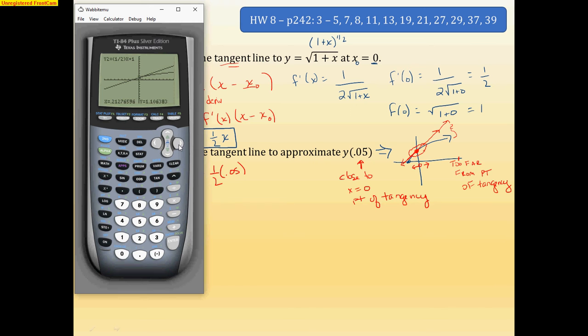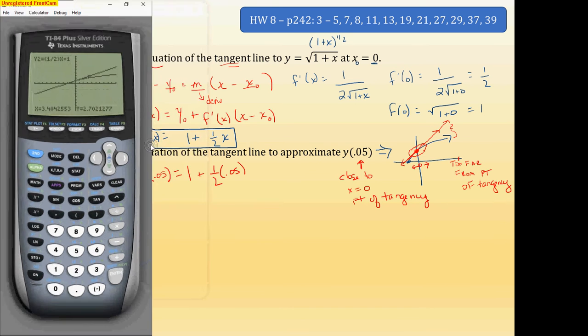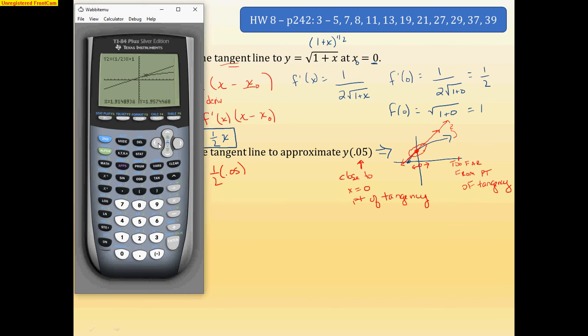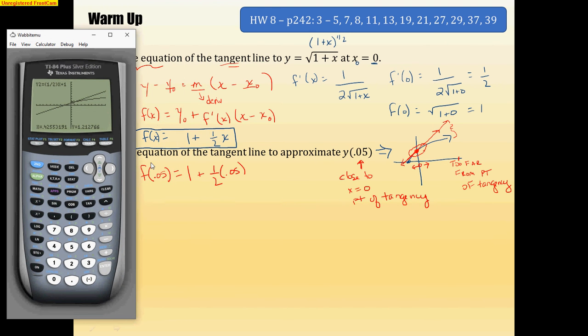But the minute I move away from 0 on the tangent line, you can hopefully see that the tangent line values are above the actual function value. They're above, but they're close as long as I stay relatively close to the curve. So if I hit trace and I want to be on y2, and I put 0.05, the y value is 1.025.